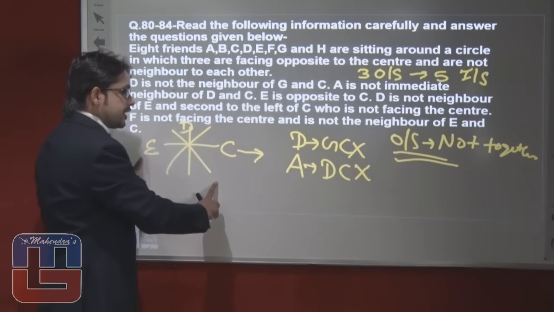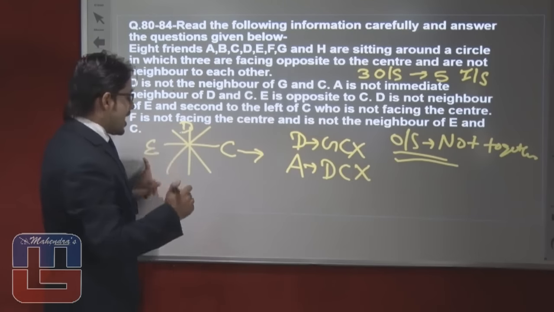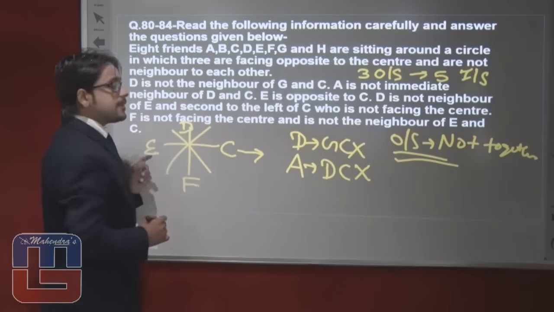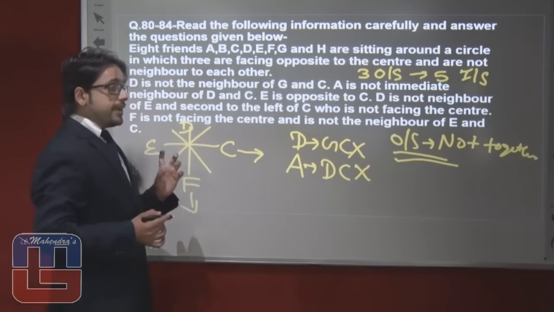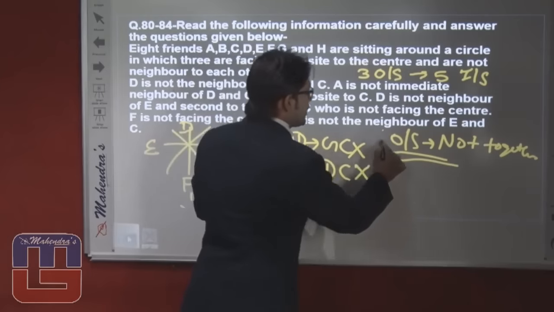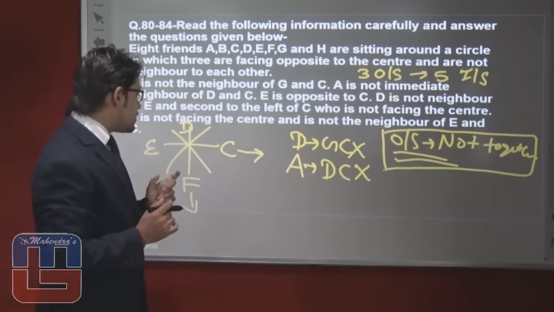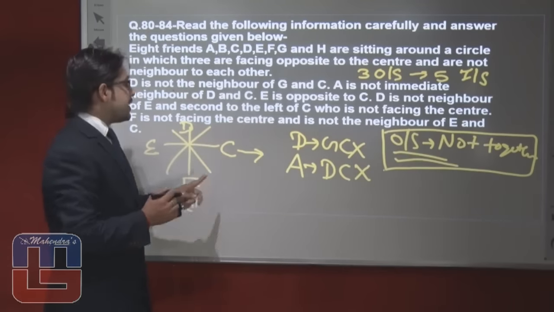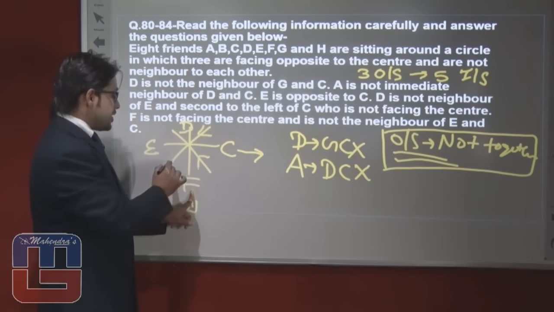F is not neighbor of C, F is not neighbor of E. Only one place is vacant for F, that is here. And as per the demand of the question, F is facing outside, and key point which you can take from here, that outside members are not sitting together. It means if C is facing outside, then immediate neighbor of C facing inside and immediate neighbor of F facing inside.